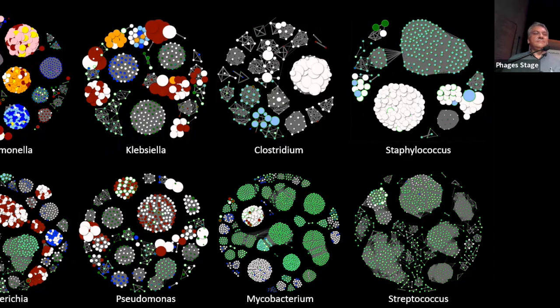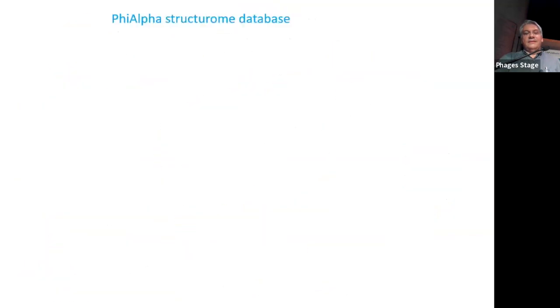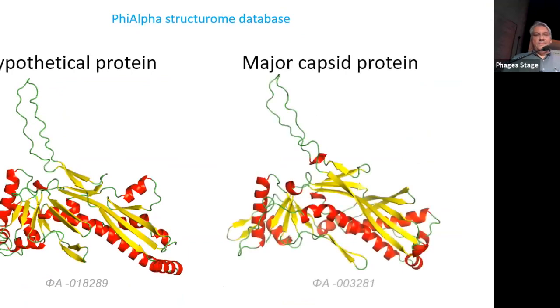Hi, thanks for the talk. I'm especially interested in your last slide about how a hypothetical protein can become something known once you look at the structure. Do you think that using AlphaFold we can reduce the amount of hypothetical proteins that we find in phage genomes, just because maybe the structure of these proteins was maintained over time while the sequence changed because it's not really important? That's what we try to find out.